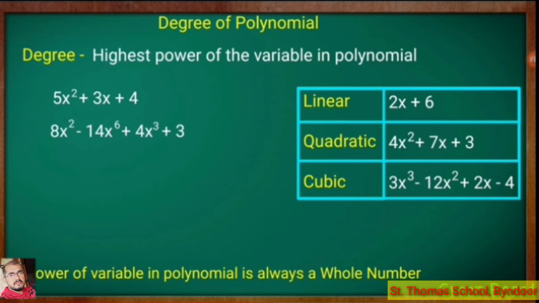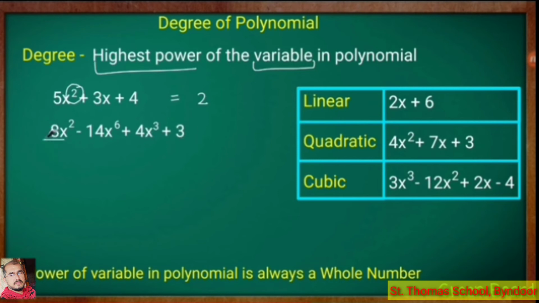Now, the degree of a polynomial. Degree means the highest power of the variable in a polynomial. You have to consider the power of the variable. In the example 5x square plus 3x plus 4, x square and x are the variable terms. The highest power here is 2. Therefore the degree is 2. Clear? I hope all of you understood.